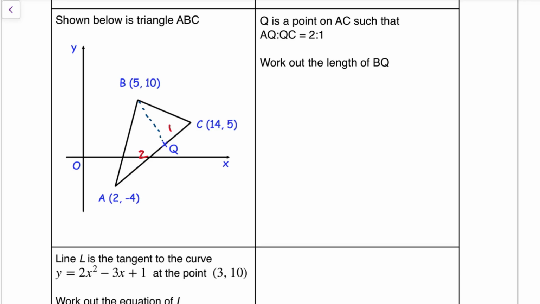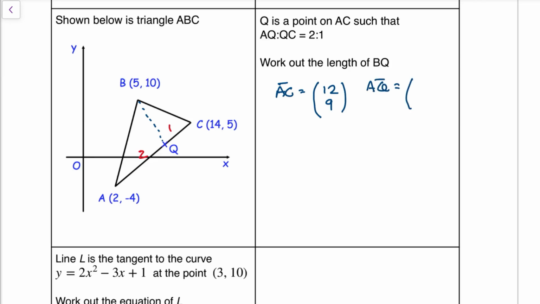Okay, so the way I'm going to do this is basically just find out what the coordinates of Q is. Now you've seen me do this sort of thing before. There's a couple of ways of doing this, but I'm going to do it vector method because I always think getting used to vectors is a good idea. So A to C is from 2 to 14, which is across 12, and from minus 4 to 5, which is up 9. Now A to Q is 2/3 of that.